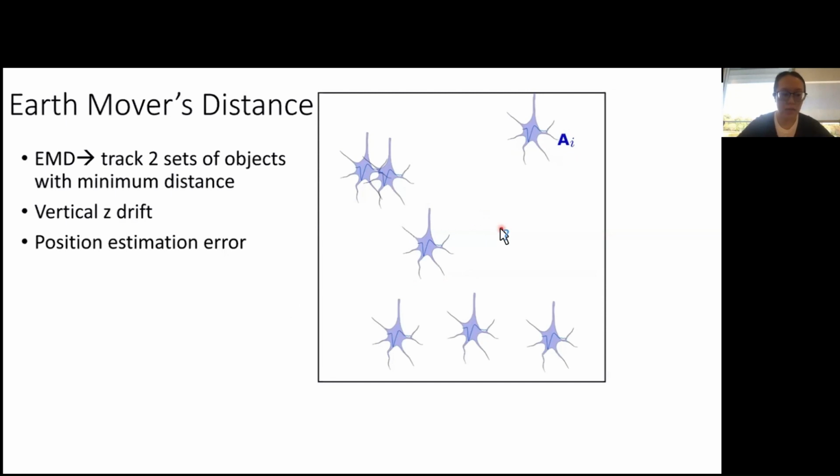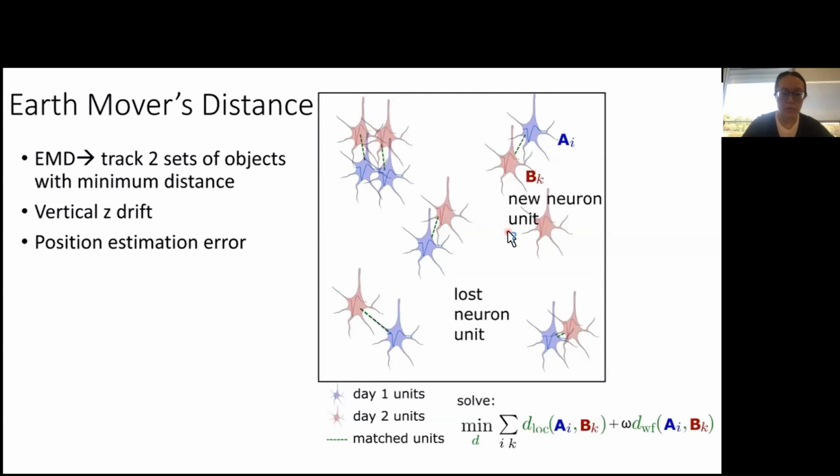As you can see in this diagram, each blue blob represents one neuron from the first dataset. The unique location and waveform indicate the identity of this neuron. And we are matching the blue blobs to the red blobs, which represent the units from the second dataset. And there will be some new units appearing, as in here, and previous units disappearing, as in here, on the second dataset. We assume that there is mostly vertical drift between datasets, and there is location estimation error involved. The formula down here shows how we do the minimization exactly.